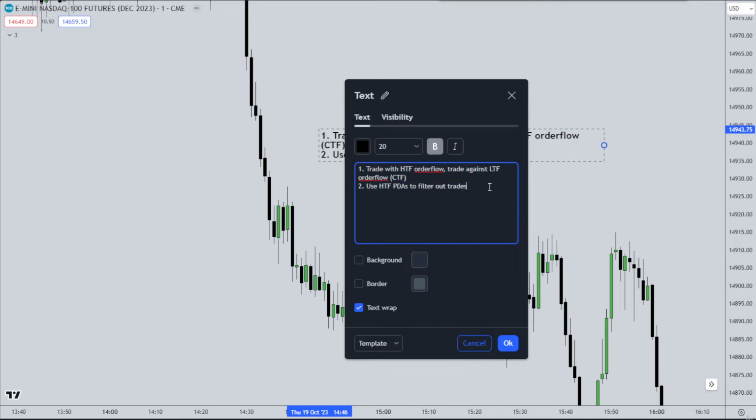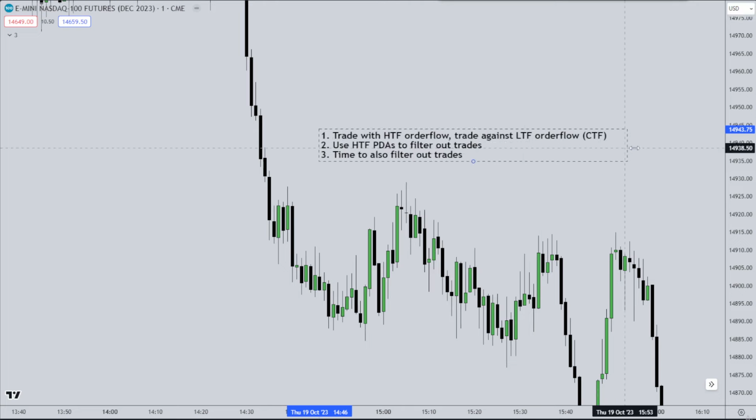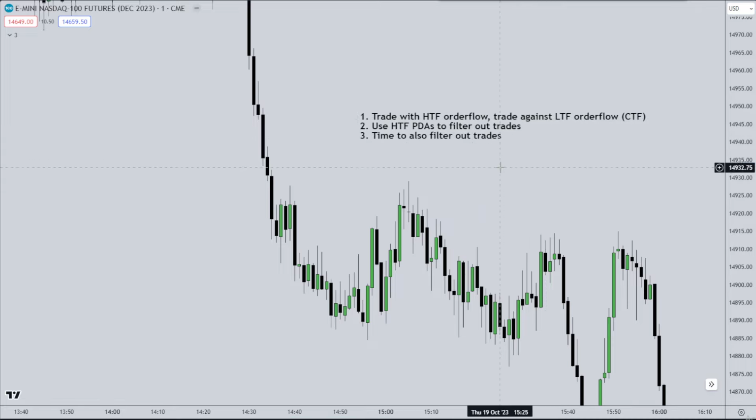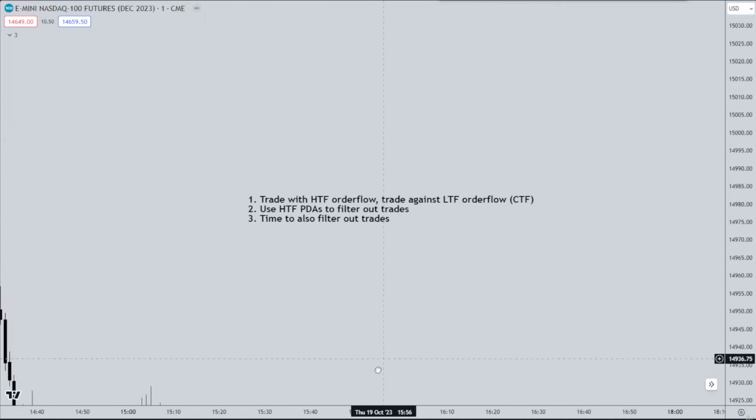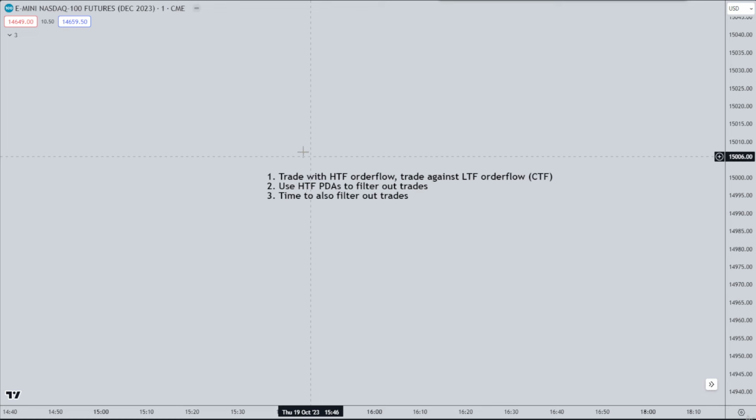And then you could use time to also filter out trades, right? This is very basic, right? But these are your main points, just like every single thing. I'm telling you, it is not that difficult. People just make it seem a lot harder than it actually is. And that's basically it.